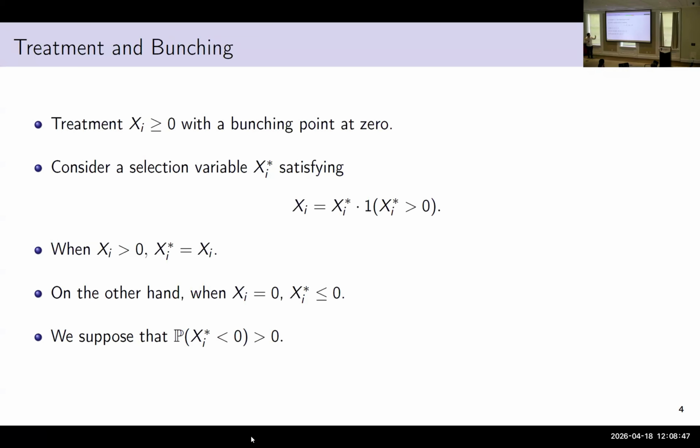And on the other hand, when the treatment is 0, that's the key intuition: we only know that X star is non-negative, but presumably there is variation in this underlying selection variable. So the idea is that people at the bunching point differ in their unobservables, even though they don't differ in the treatment that they get. And I'm just going to assume that X star is strictly negative with strictly positive probability.